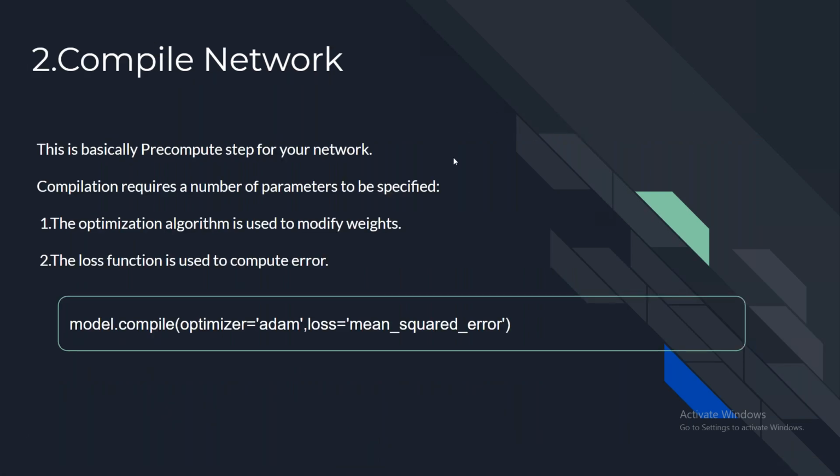Next comes compiling the network. This is basically a pre-compute step for a network, and it takes 2 parameters: one is the optimizer and the other is the loss function. Our optimizer is Adam and our loss function is mean squared error. The optimization algorithm is used to modify the weights, and the loss function, as the name makes clear, is used to compute the error.